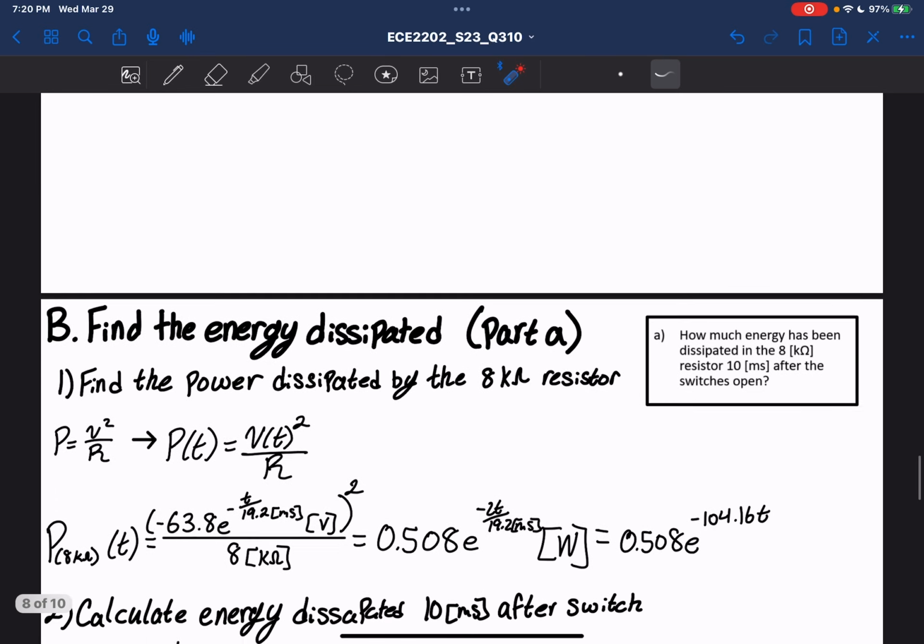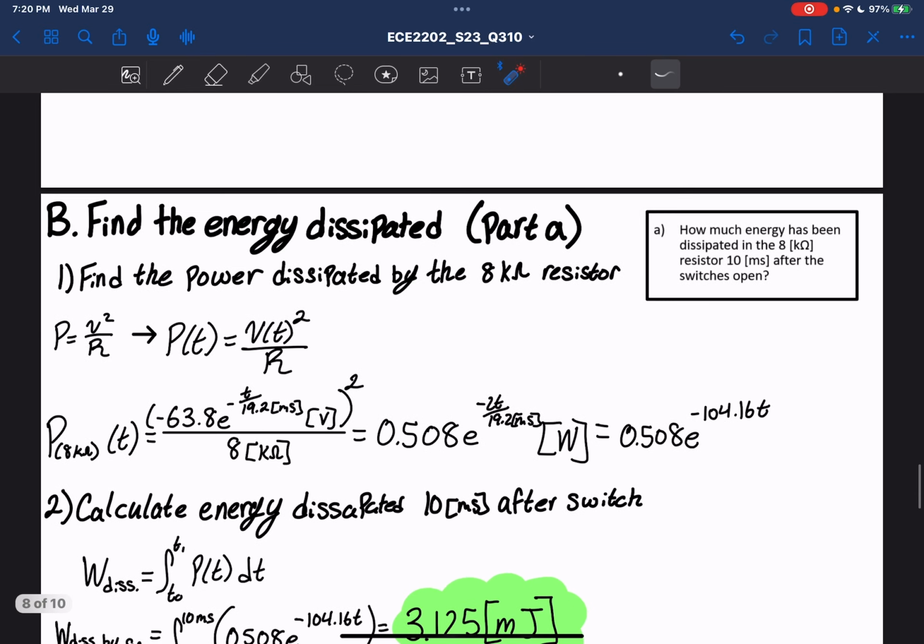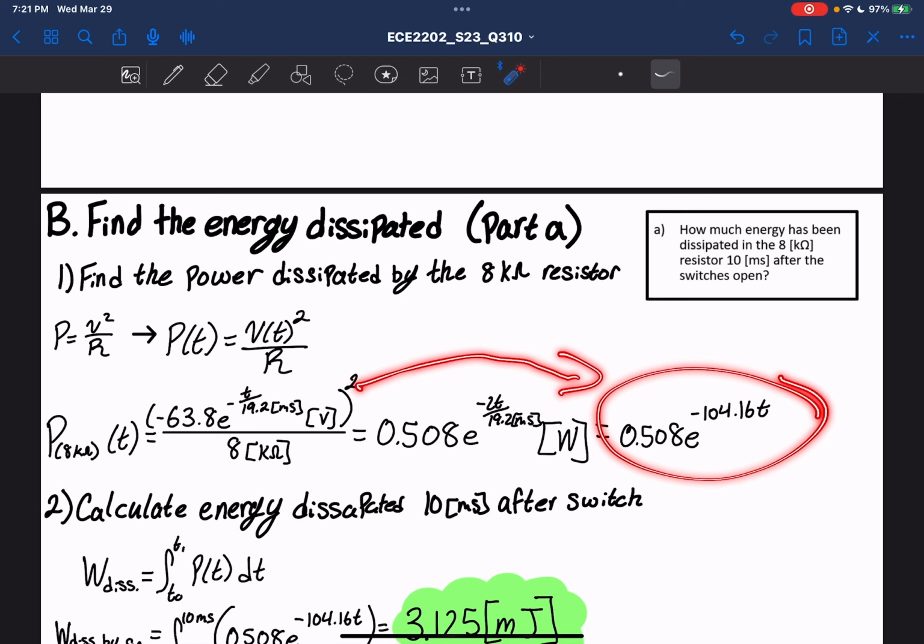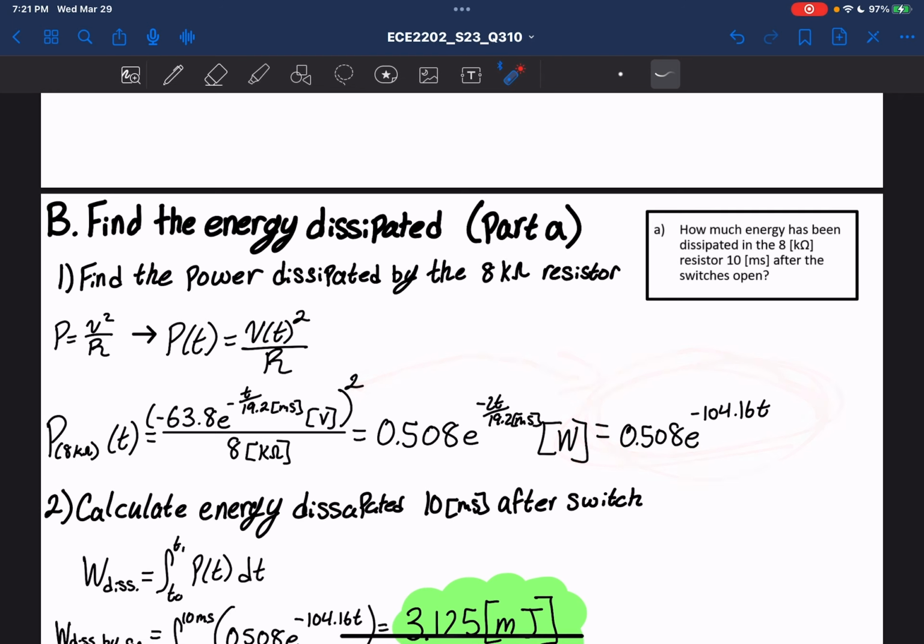All right, so moving on to actually solving our problem. First, we need to find the power dissipated by that 8 kilo ohm resistor. We discussed which equation we're going to use. I didn't write it right here, but imagine there's a C there for capacitive voltage, right? All we got to do, this is our general equation we just found, and we just plug that into the power equation. Once we solve that, we get this equation right here. That's going to be our power equation.